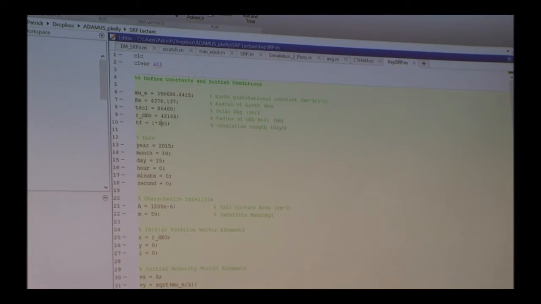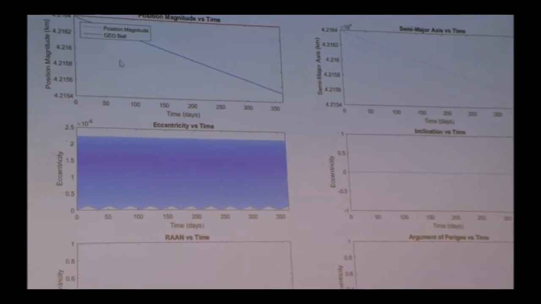Okay. And here are the orbital elements, just to remind you all again.